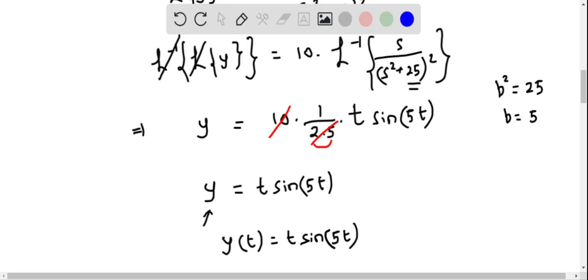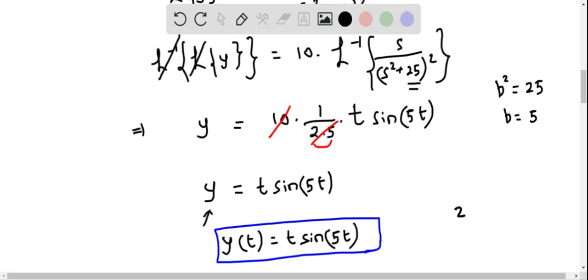So we found the solution of the given differential equation by using the Laplace transform as well as the initial conditions. Therefore, answer choice 2 is correct.